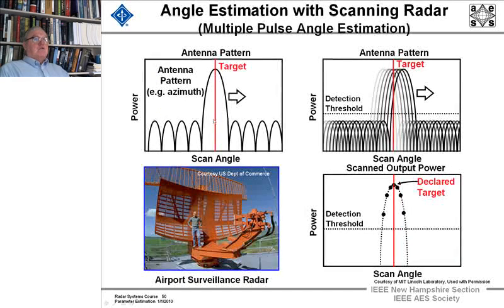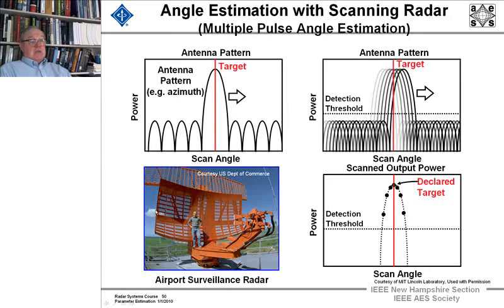Now, with track while scan antennas, we have a different issue. Here's a picture of a fellow standing on an ASR 9 antenna, and you notice it has 2 feeds. One feed is used to broadcast a beam, to transmit a beam at a low elevation angle. It's very wide. And another one to transmit one higher. So it covers elevation in great variance of elevation angle. It's a 2D scanning antenna.